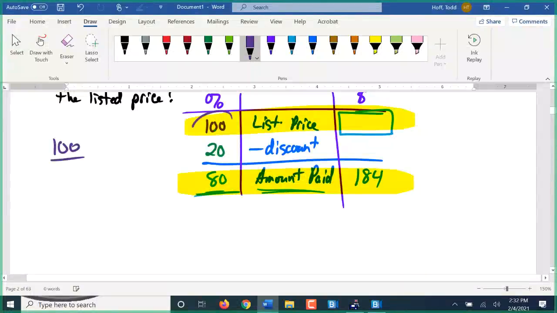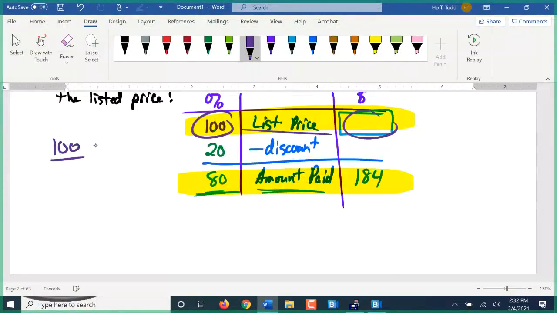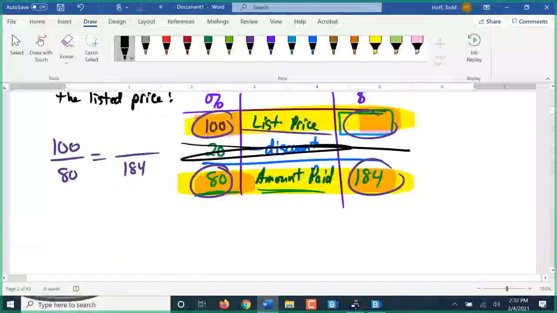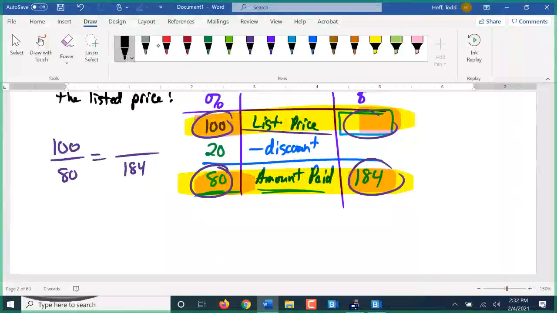So we have 100 and the missing dollar amount on top. On bottom, we have 80 and the $184. So 80 for the percent, $184. Notice we just took those numbers right out of the table. In fact, we could have just crossed out the middle row here and cross multiplied and divided right in the table if we wanted to. So now we cross multiply and divide.